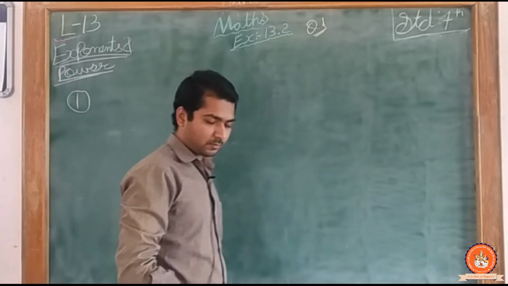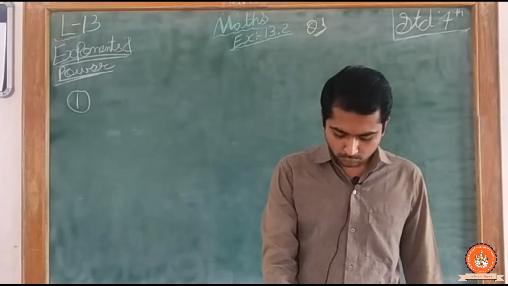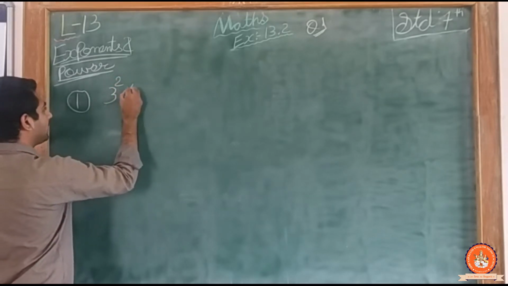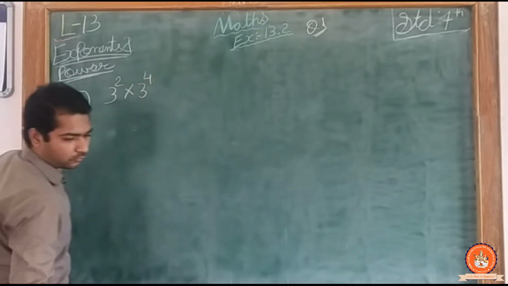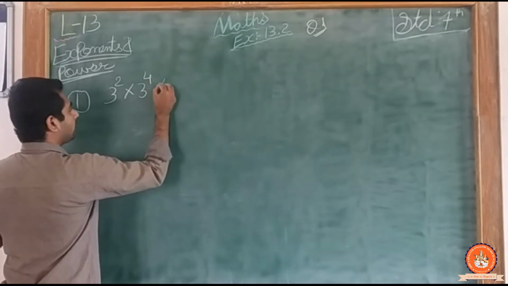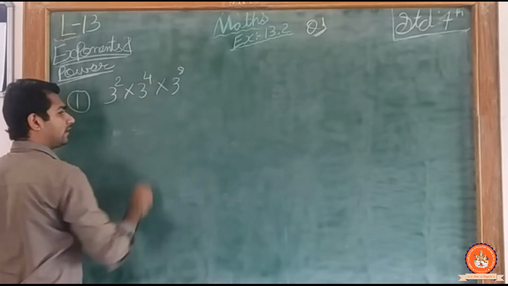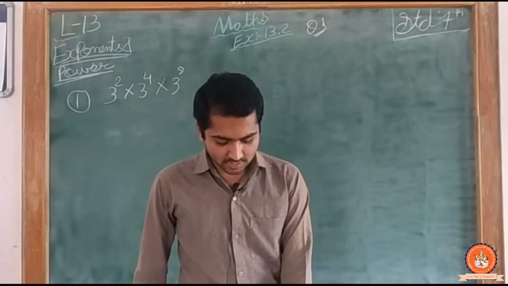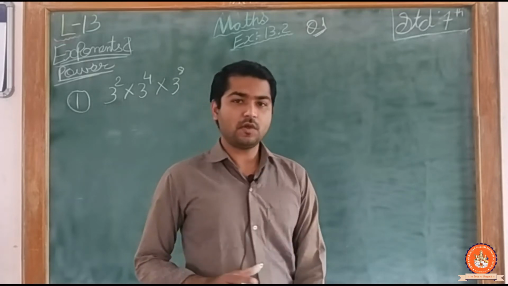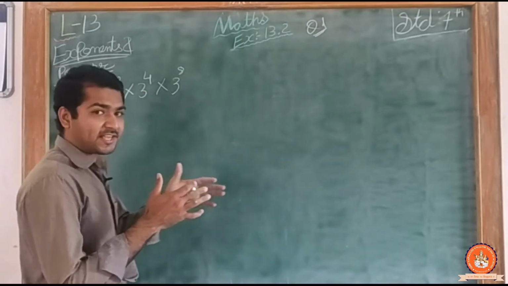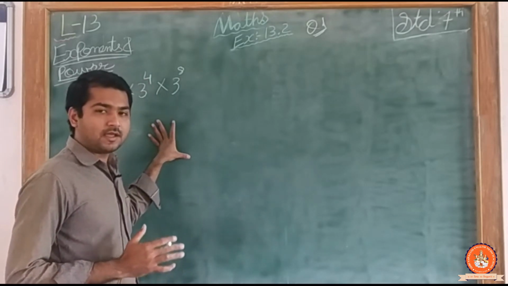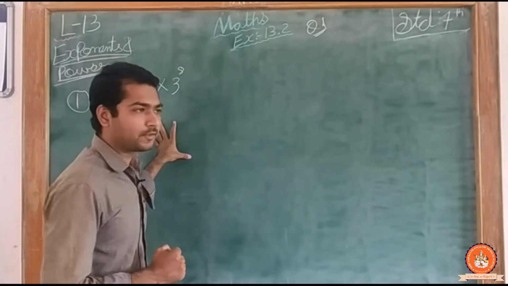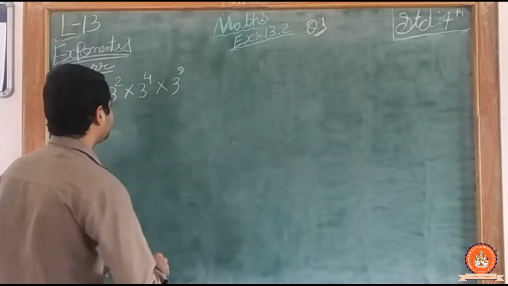The first question from your book is 3 raised to 2 multiplied by 3 raised to 4 multiplied by 3 raised to 8. Clear? Now what do we have to do? Simplify and write the answer in exponential form. We have to simplify it, we don't have to expand it. We have to make it into the simplest form, that is the exponential form, a raised to m.